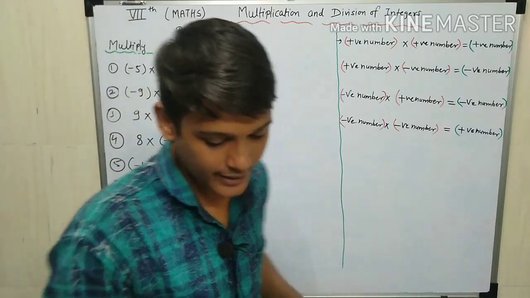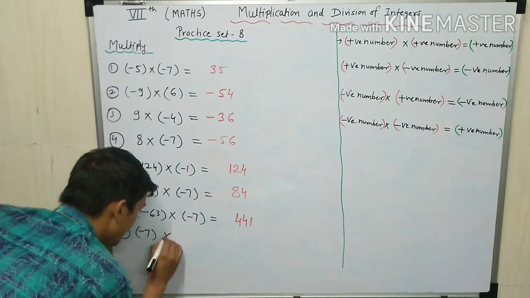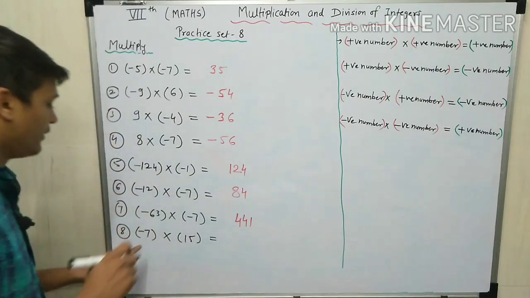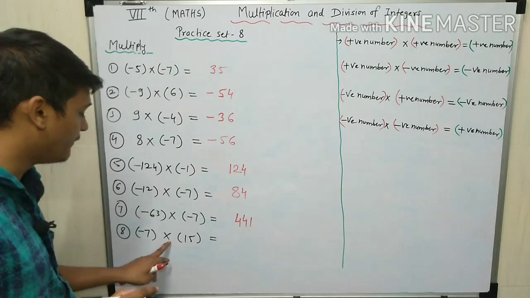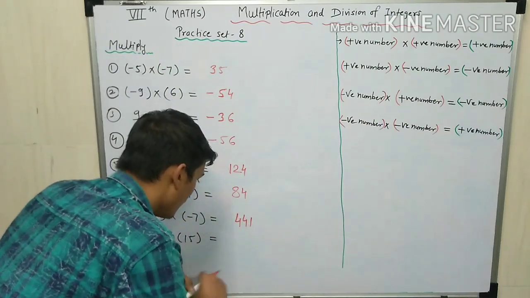Now the 8th question. What is the 8th question? The question is minus 7 into 15. Minus 7 into 15 is equal to what? We can multiply the first numbers, 7 into 15. 15 sevens are 105. We can write here 105.